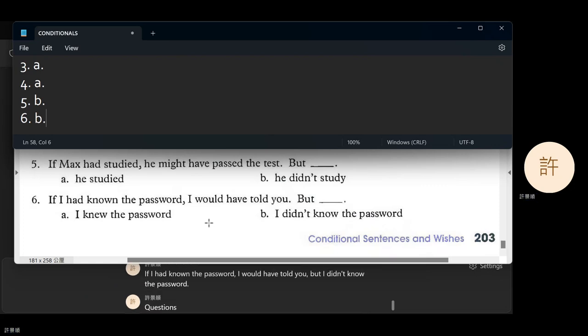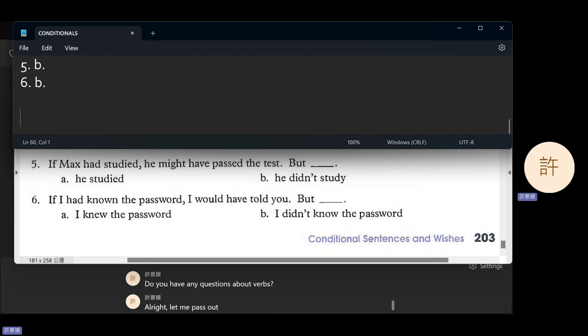Questions? Okay, so we have reached the end of verbs. Do you have any questions about verbs? All right, let me pass out the new handout.